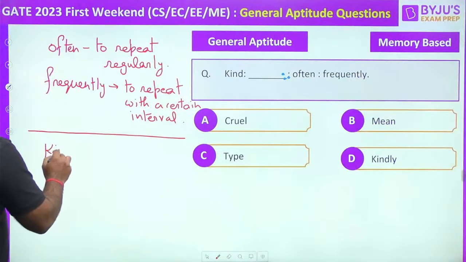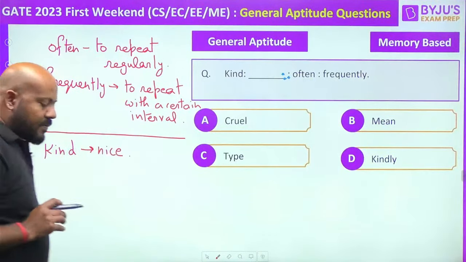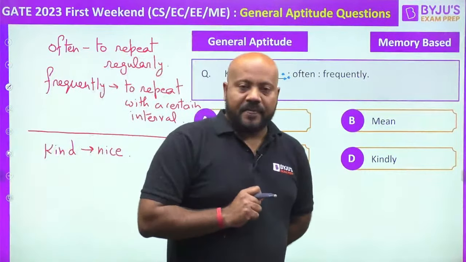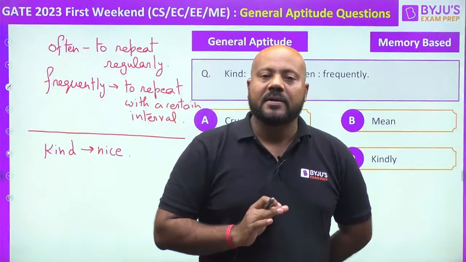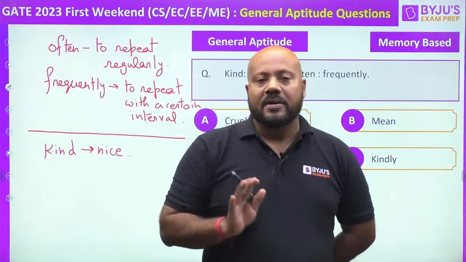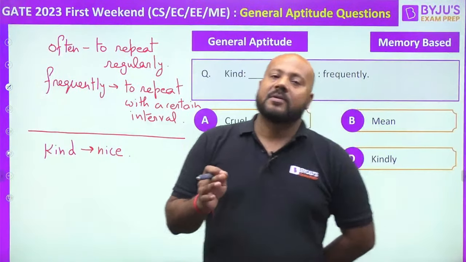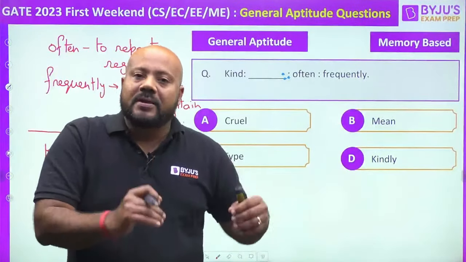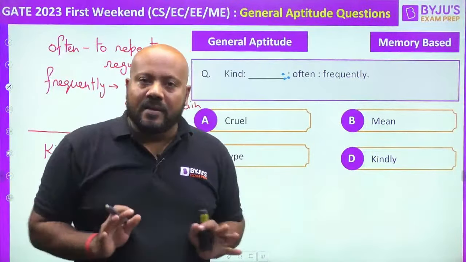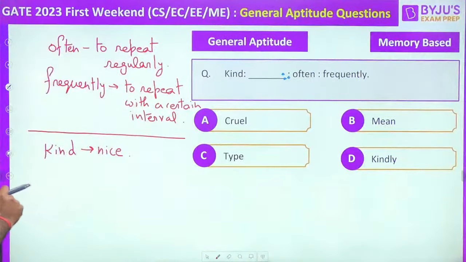Kind means a nice person. Yes or no? If somebody is hungry and you can share your own food with that hungry person, it means you are a kind person. Are you getting this? So who is a kind person? A kind person is a nice person who can sacrifice his own interest for others' happiness. That is a kind person.